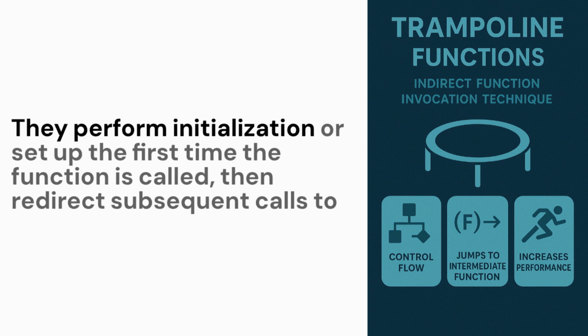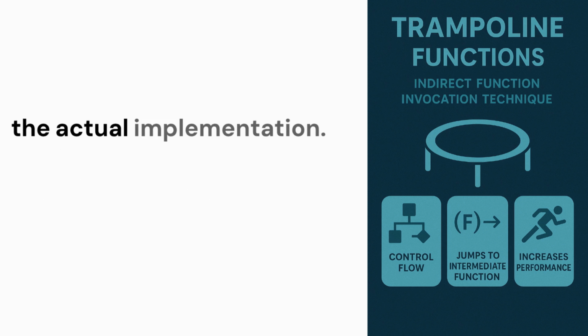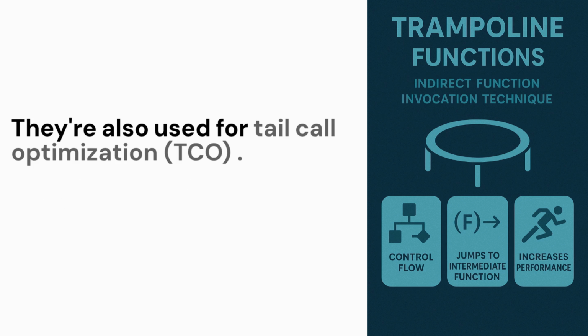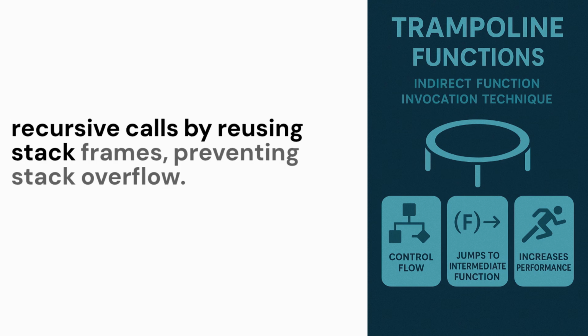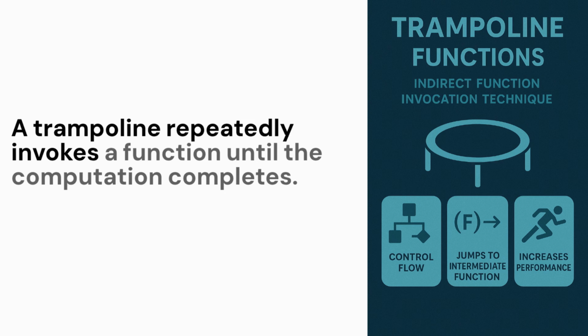They perform initialization or set up the first time the function is called, then redirect subsequent calls to the actual implementation. They're also used for tail call optimization in functional programming or recursion-heavy applications. Trampolines can optimize recursive calls by reusing stack frames, preventing stack overflow. A trampoline repeatedly invokes a function until the computation completes.